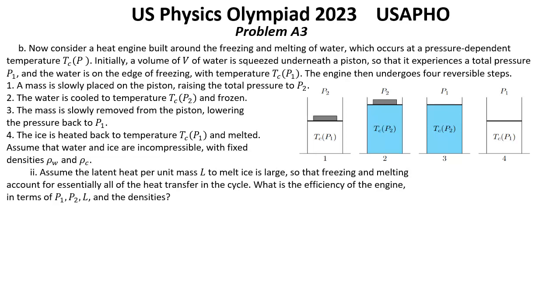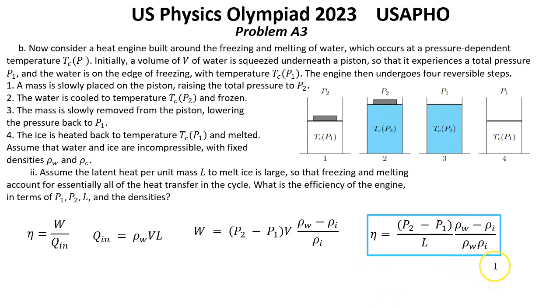Solution. We know that efficiency equals the work done during this process, which we counted in the first question, divided by Q in. The heat transferred in is used to melt the ice. So we have Q in equal rho water multiplied by volume V and multiplied by latent heat L. And the work done by the process was counted before. That was this one. So finally efficiency equals this expression, which is the solution for question 2, part B.